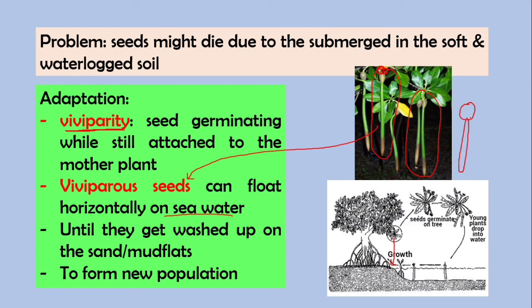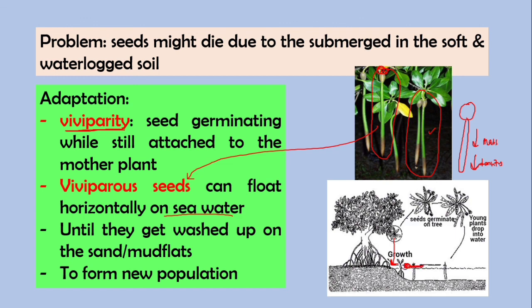Okay, this viviparity structure ini, dia akan reduce the mass, dia akan reduce density of this seed. So, bila dia ada bentuk macam ni, sebab dia dah germinate dekat badan mak dia, so dia ada low density. So, once dia fall down, bila dia jatuh, so dia akan float, dia akan terapung.